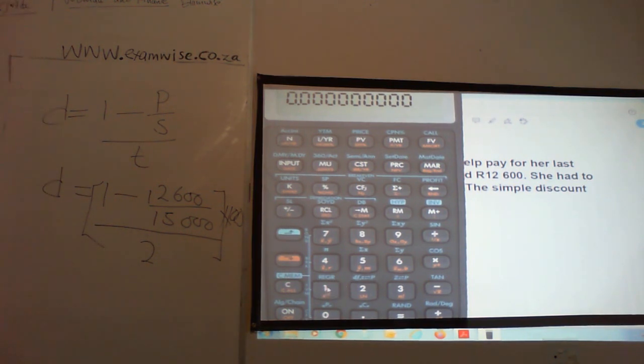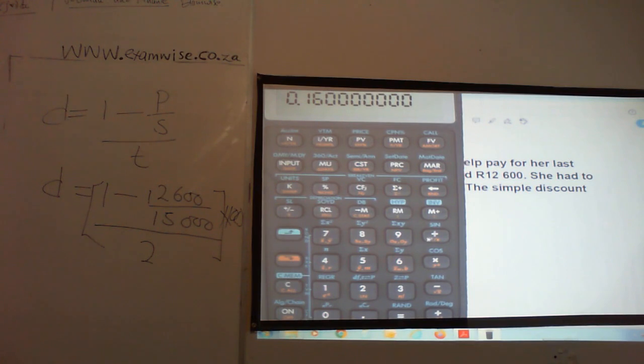So here we will say 12,600 divided by 15,000. Then we put a minus there, so that our answer would have a negative. Then here we say equals. Then after that we are now saying plus 1. That one is positive, so we say plus 1, and then equals.